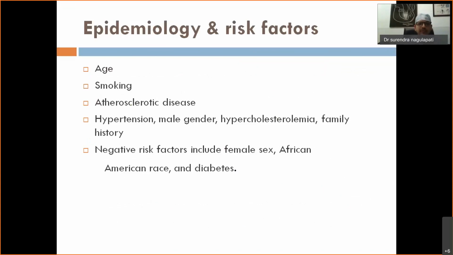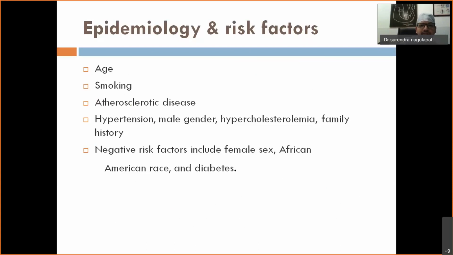Now, as far as epidemiology and risk factors are concerned, age is the most significant risk factor for the development of abdominal aortic aneurysm. As age increases, there is an increased risk of developing abdominal aortic aneurysm. In the age group of 65 to 69, the odds ratio is 5.4, and in the age group of 75 to 79, the ratio increases up to 14.5.